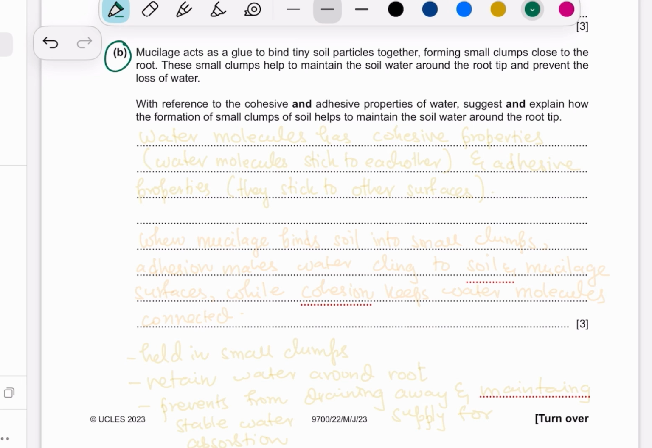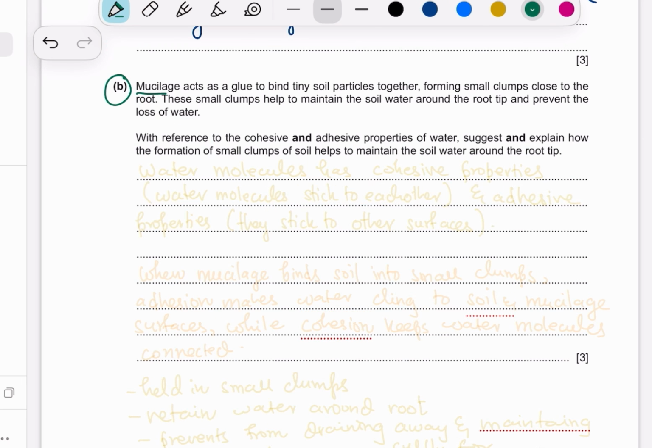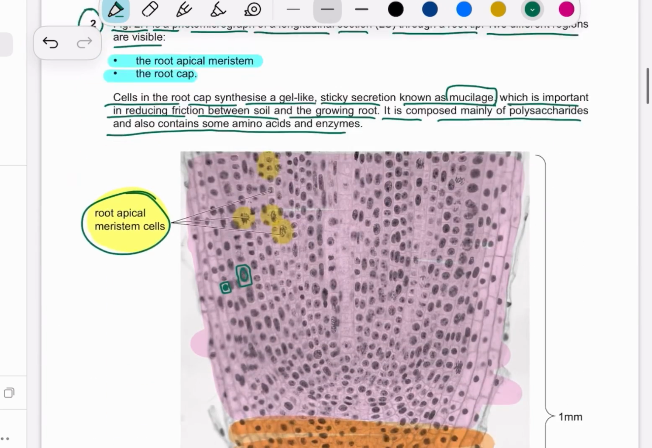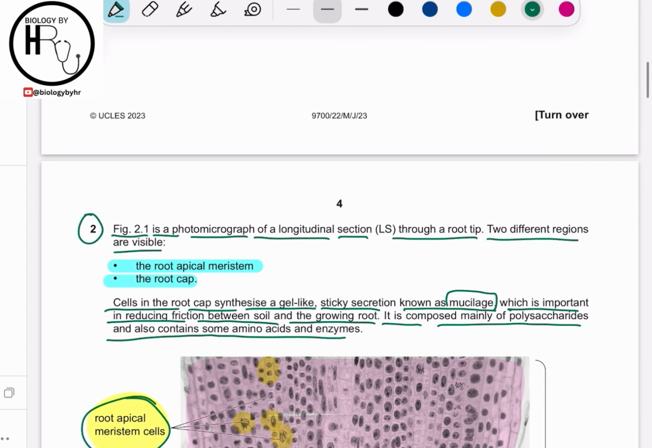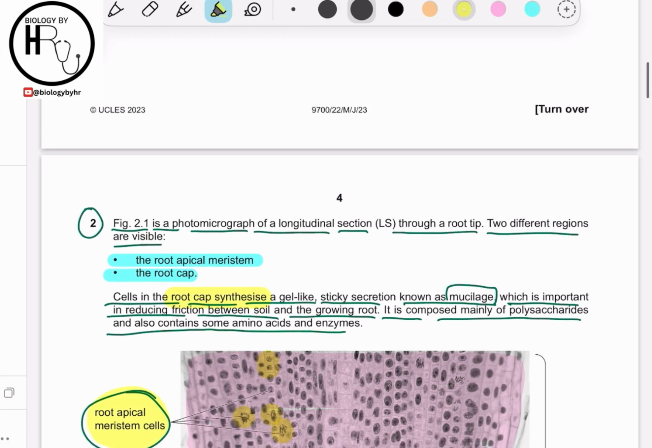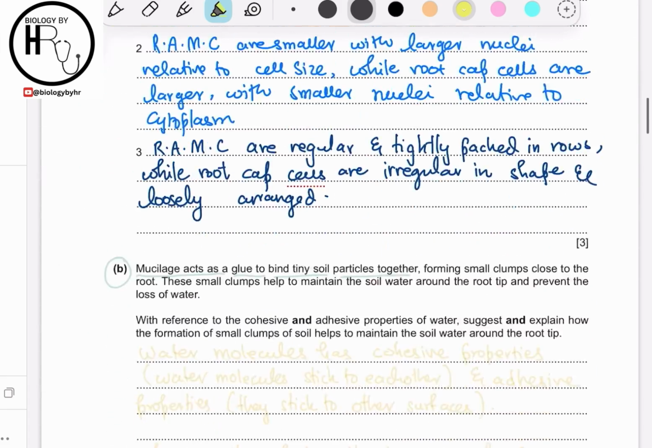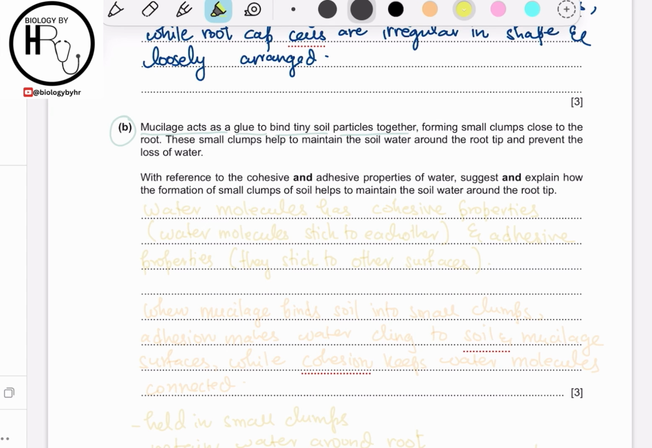Alright, so moving on to part B. Part B says that mucilage acts as a glue to bind tiny soil particles together. If you remember, what was the mucilage? Mucilage was a sticky secretion that was being synthesized by the root cap cells and released in the soil. Now they are saying that mucilage acts as a glue to bind tiny soil particles together, forming small clumps close to the root. These small clumps help to maintain the soil water around the root tips and prevent the loss of the water.